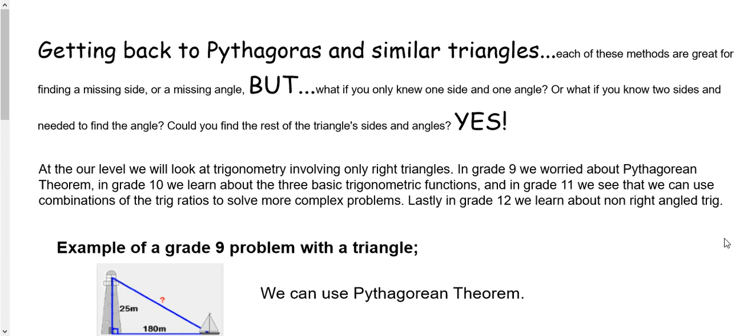Okay, now let's get back to Pythagoras and similar triangles. Each of these methods are great for finding a missing side or a missing angle, but what if you only knew one side and one angle of one triangle? Or what if you know two sides and needed to find the angle? Could you find the rest of the triangle's sides and angles? And the answer is, of course, yes. And you know it would be, because why would we ask that question if the answer was no?